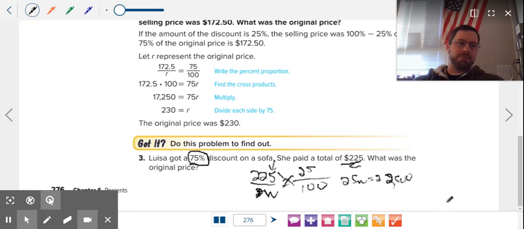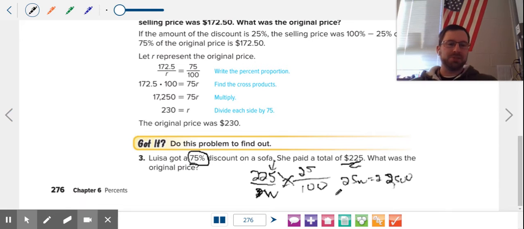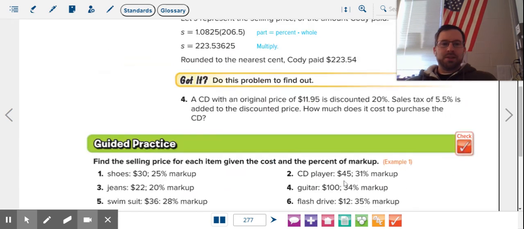All right, now that the bells are done ringing and the announcements are done, we have 25W equals 22,500. We divide by 25 because it's multiplied, so you do the opposite. And we get $900 as the original price. That is a sweet deal. Way to go. Don't forget your dollar sign, Louisa.